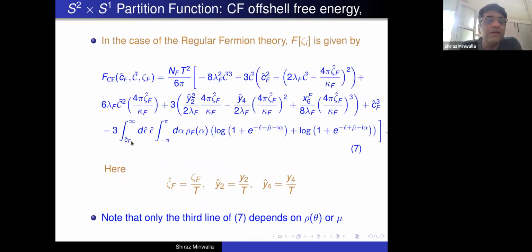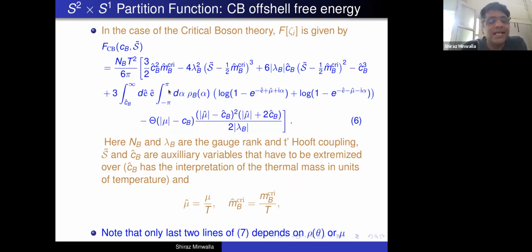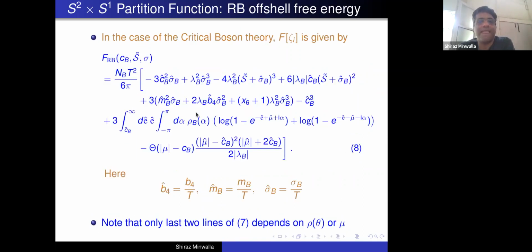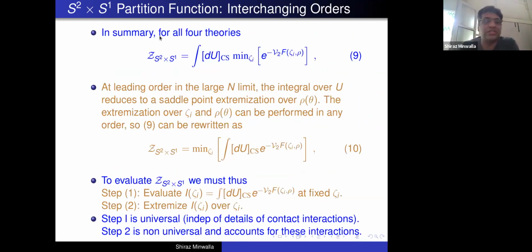Okay, the non-universal part's a bit of a mess. The universal part is very simple. And we'll very quickly interpret this. So let's summarize the structure of our S2 times S1 partition function from previous computation. It is the integral over a unitary matrix with this funny measure of an integrand. That integrand was given by extremizing an off-shell partition function over some auxiliary quantities.